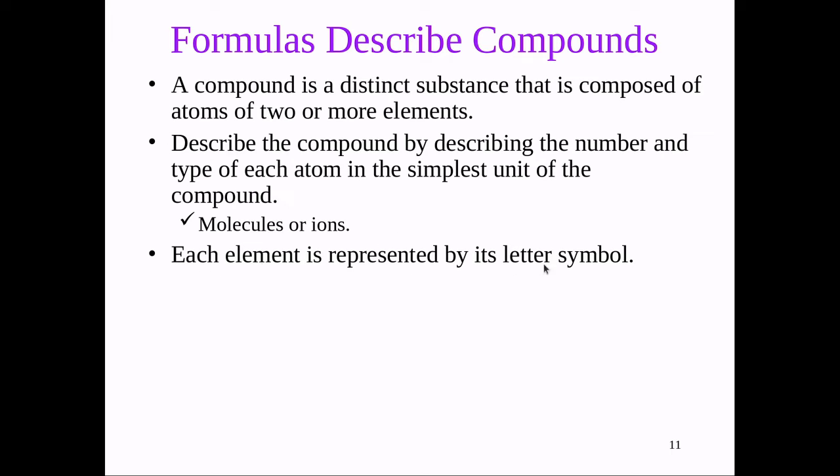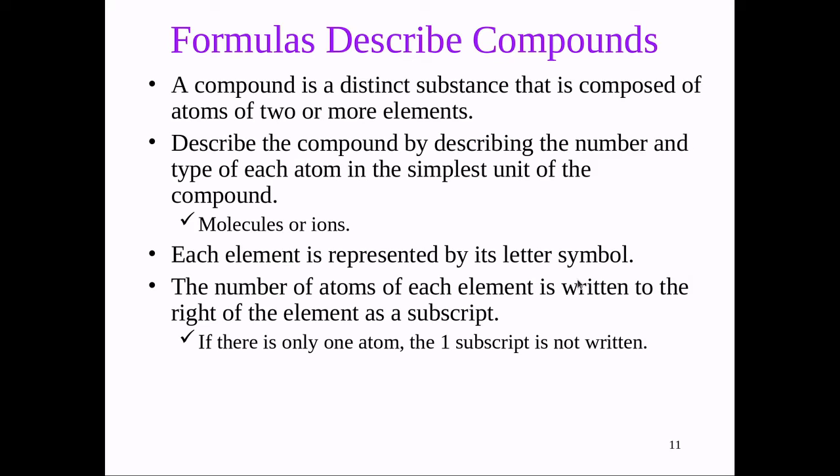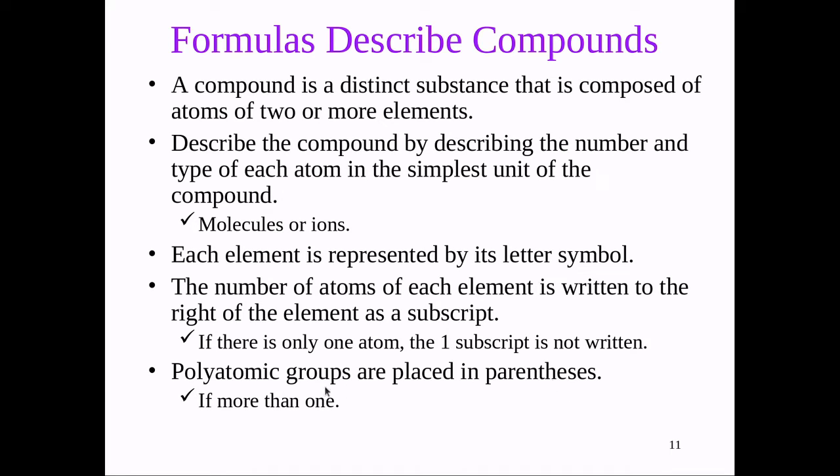Each element is represented by its letter symbol from the periodic table. And the number of atoms of each element is written to the right of the element as a subscript. If there's only one atom, the 1 subscript is not written. So typically you're not going to see a subscript of 1. You'll just assume that that is a 1. Polyatomic groups are going to be placed in parentheses, and we're going to talk a little bit more about what the polyatomic groups are.